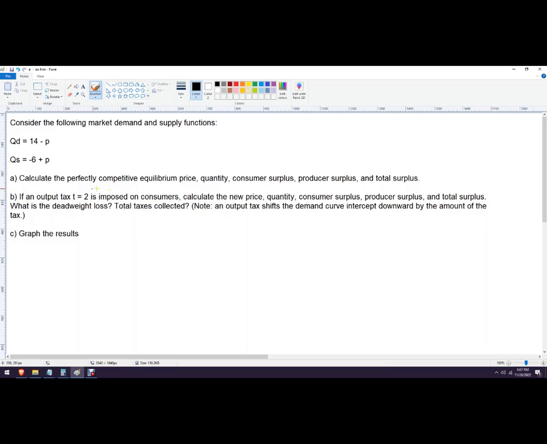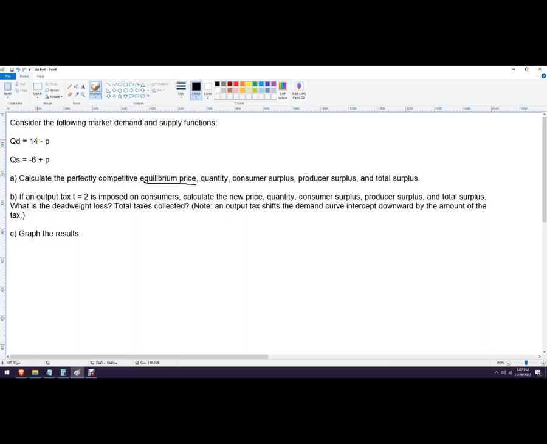So now on this one, we want to calculate the new price that the buyers will pay, the quantity, the consumer surplus, the producer surplus, and then have a new thing in here, deadweight loss, which is the loss in efficiency, and the total taxes collected. Then we'll draw a graph. We'll actually draw a graph to help out with this, make it a little faster. Okay, so we'll do this first part using algebra.